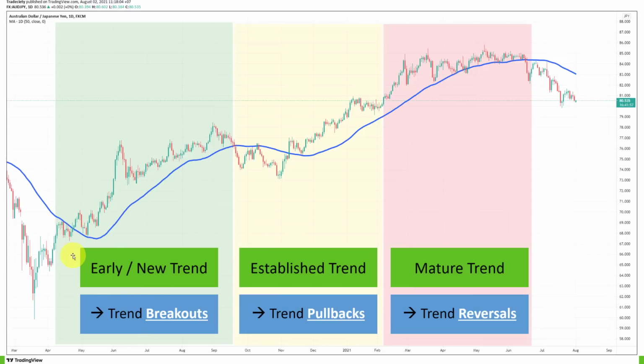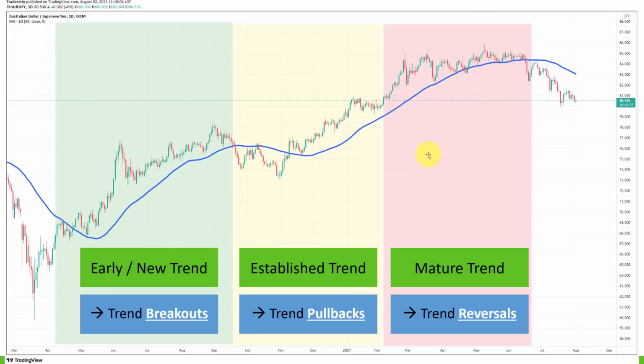Typically, you want to look for breakouts out of an accumulation or distribution, as I've shown you. In an established trend, you typically want to look for pullbacks. For example, here we could probably find a flag pattern and then trade the break and retest out of the flag pattern. In a mature trend, you want to trade trend reversals. You typically don't want to bet on the trend continuing because the likelihood is just much lower that the trend will continue after it has gone for a long period of time.